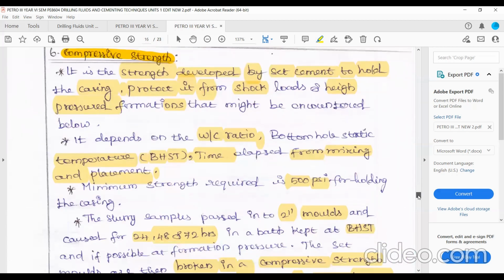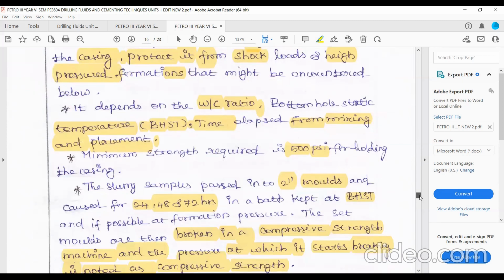The last property is the compressive strength. It is the strength developed by setting the cement to hold the casing, and it is to protect it from shock loads and high pressure swelling beyond the high pressure formations. So we'll see how this test is done in industries. The minimum strength for that is 500 psi.